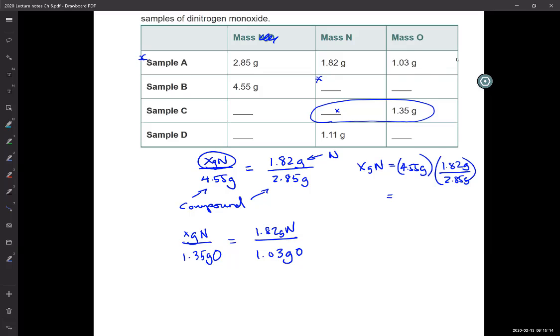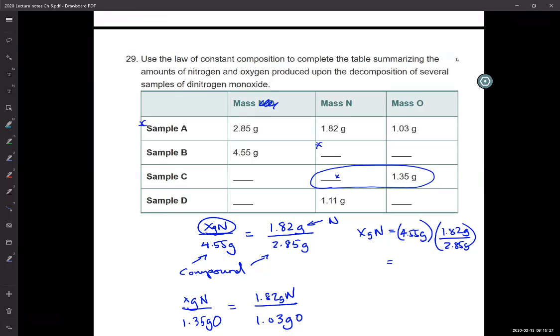Is that what you did? No, I did like 20 things and got the wrong answer. Okay. Now, I would not be surprised if when you go to the back of the book, it gives you the wrong answer, because they say dinitrogen monoxide, so that's correct.